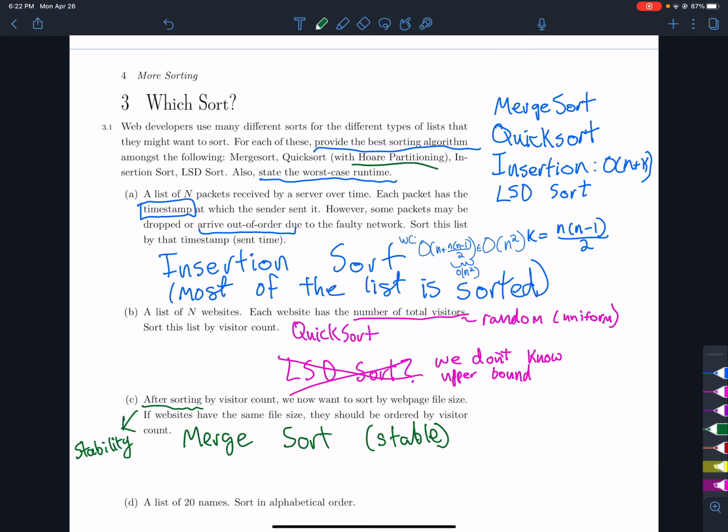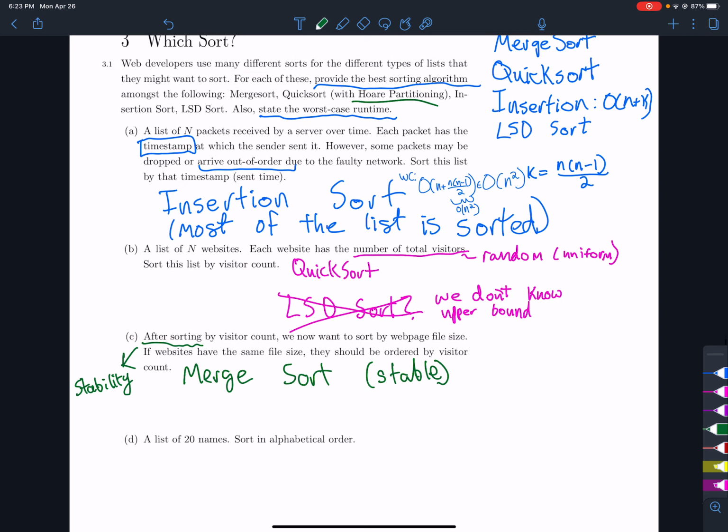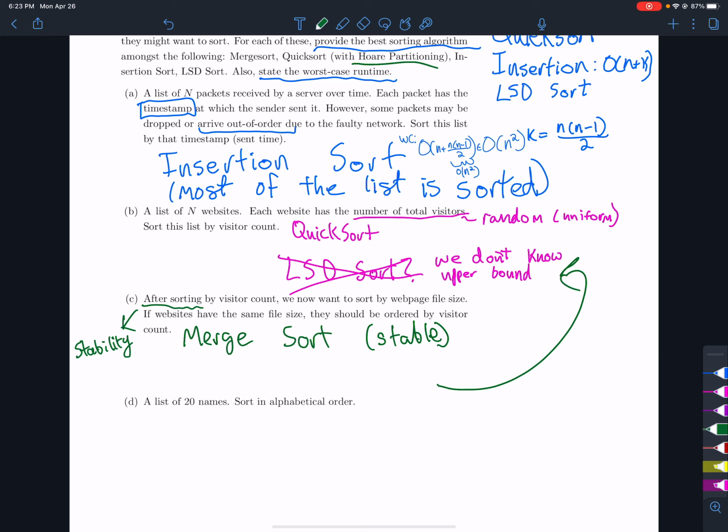So let's look at insertion sort. Is insertion sort stable? Well, insertion sort is not stable, so insertion sort also wouldn't work for part C. And finally, LSD sort. LSD sort is stable, but once again, we have the same problem. We don't know an upper bound, right? So it's the same issue. Even though LSD sort is stable, we have the same issue, so we can't say that.